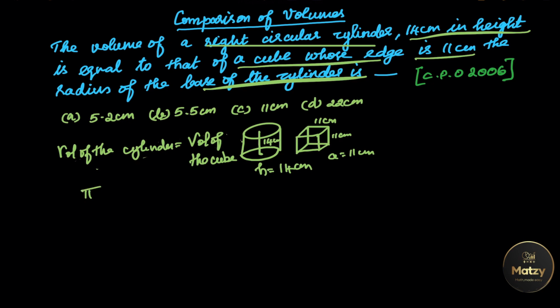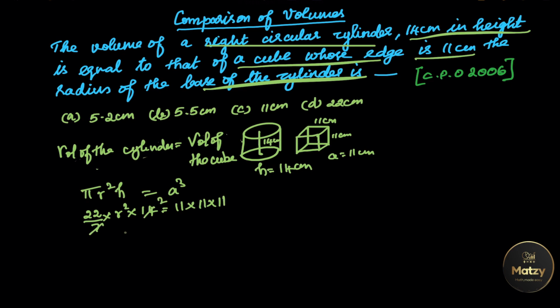Okay, what is the formula to find out the volume of a cylinder? Pi r square h cubic units. What is the formula to find the volume of the cube? A cube cubic units. Am I right? Now I am substituting 22 by 7, and we have to find out r square. What is h? 14 is equal to 11 into 11 into 11. 3 times I have done multiplication.